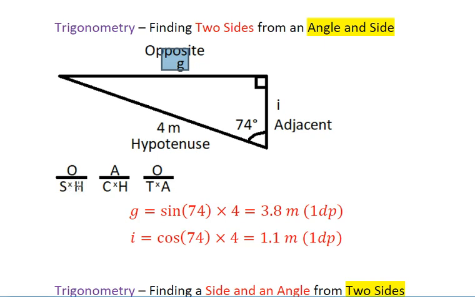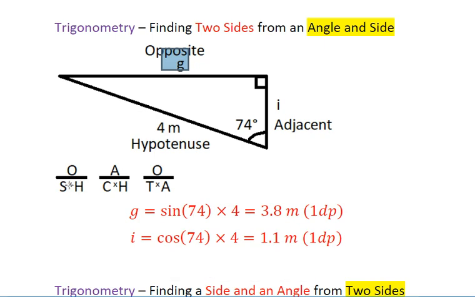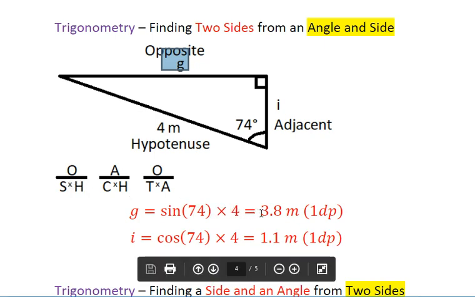Immediately, if you cover up the thing that we're trying to find, which is our G, and that's our opposite as well, then you cover up O, and then you're left with just S times H, and sine is always followed. S stands for sine, and that's always followed by our angle. So sine of 74 degrees, close bracket, times 4, which is our H, S times H, and H is 4, times 4, equals 3.8 meters to 1 dp.